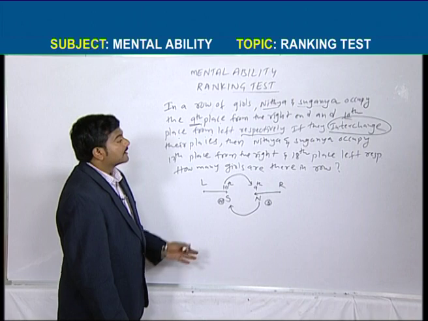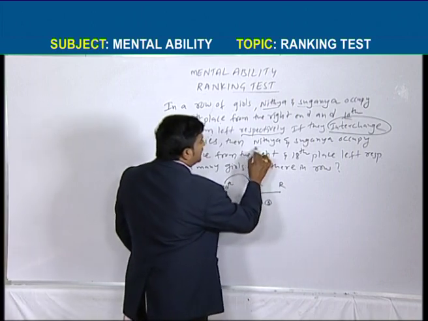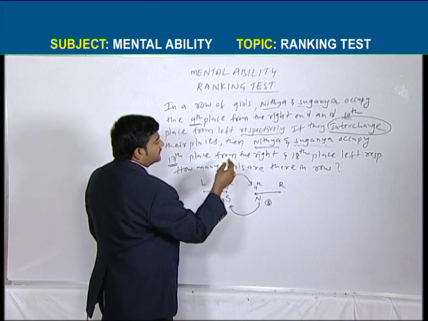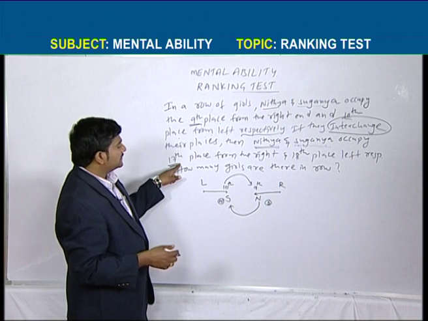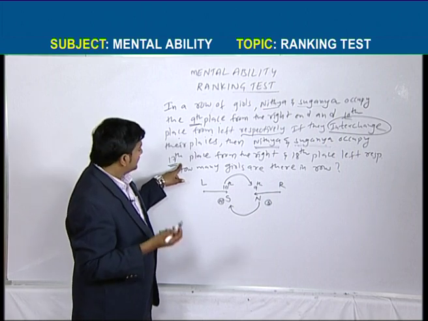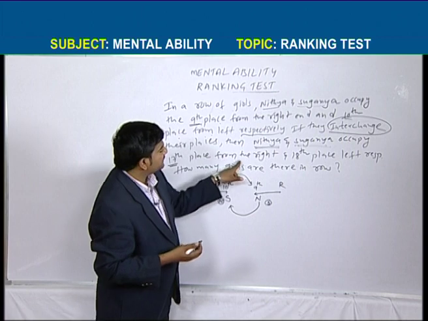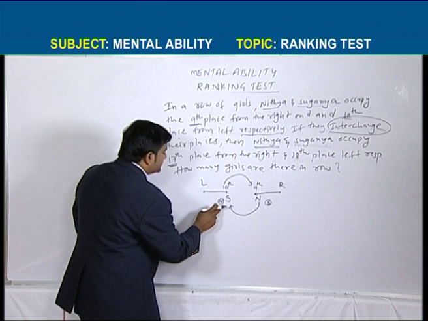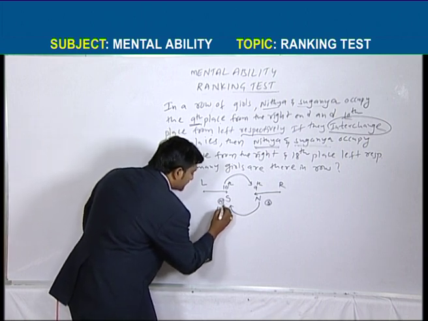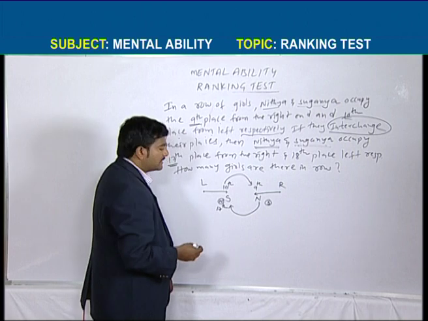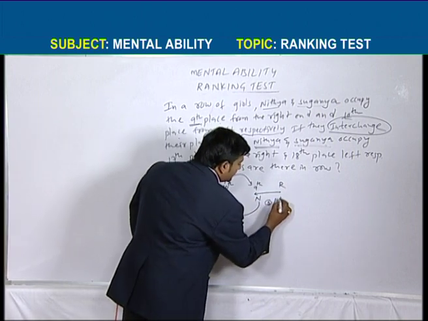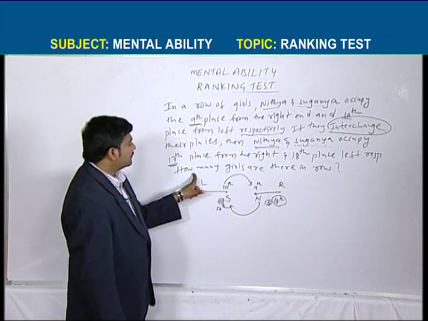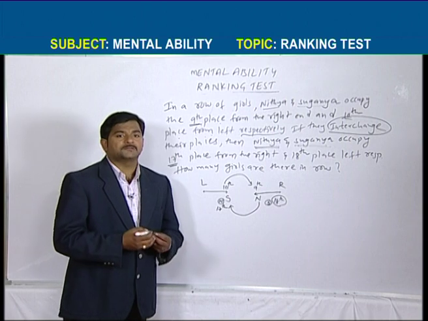Okay, it is clear. After this interchange, next he mentioned that Nitya and Suganya occupy 17th place from the right. Observe here, 17th place from right is Nitya's place, and 18th place from the left, respectively. So now Nitya is here, at 17th place from the right, and Suganya is here, at 18th place from the left. Now what did he ask to find? How many girls are there in that row?